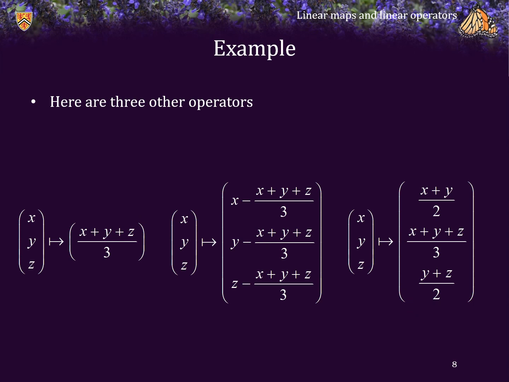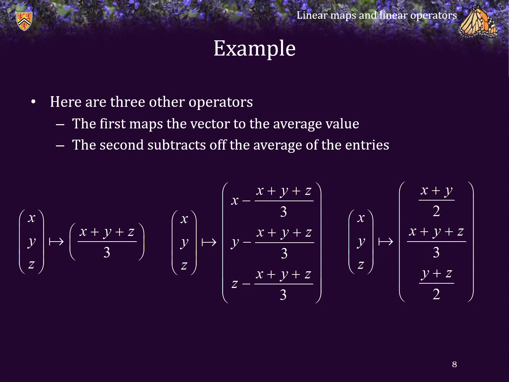Here are three other mappings. The first is a general map. The second and third are operators. The first maps the vector xyz onto the average value. So this maps R3 onto R1. The second subtracts from the vector xyz the average value of those three entries. The third, on the other hand, averages each point in the vector with its neighbor or neighbors.